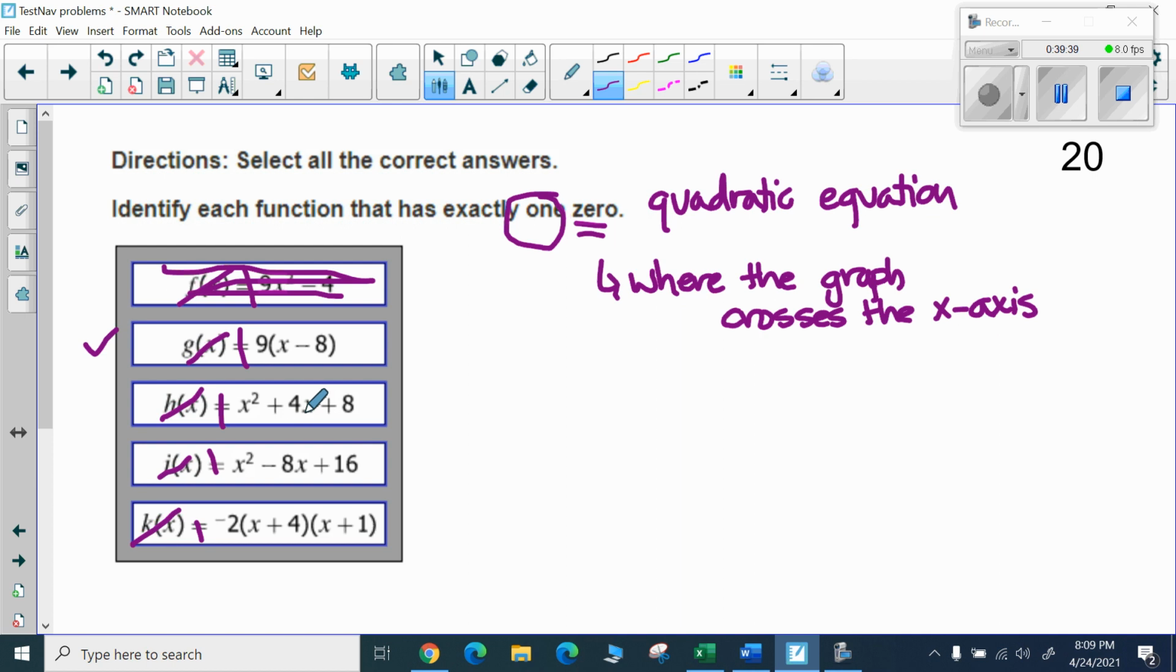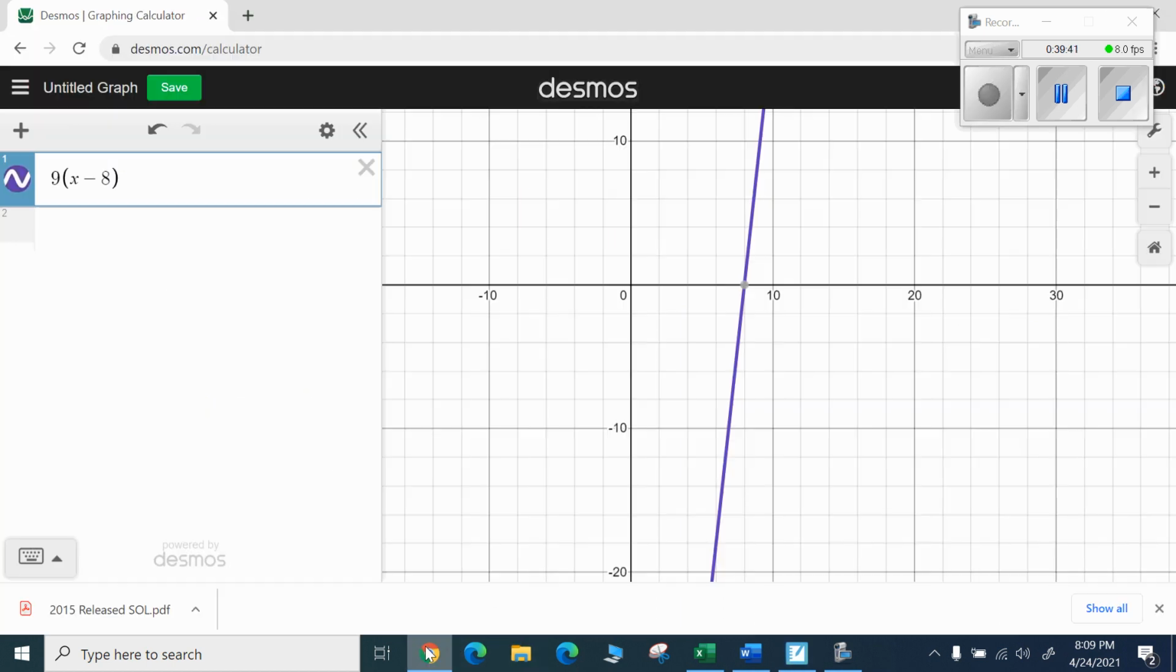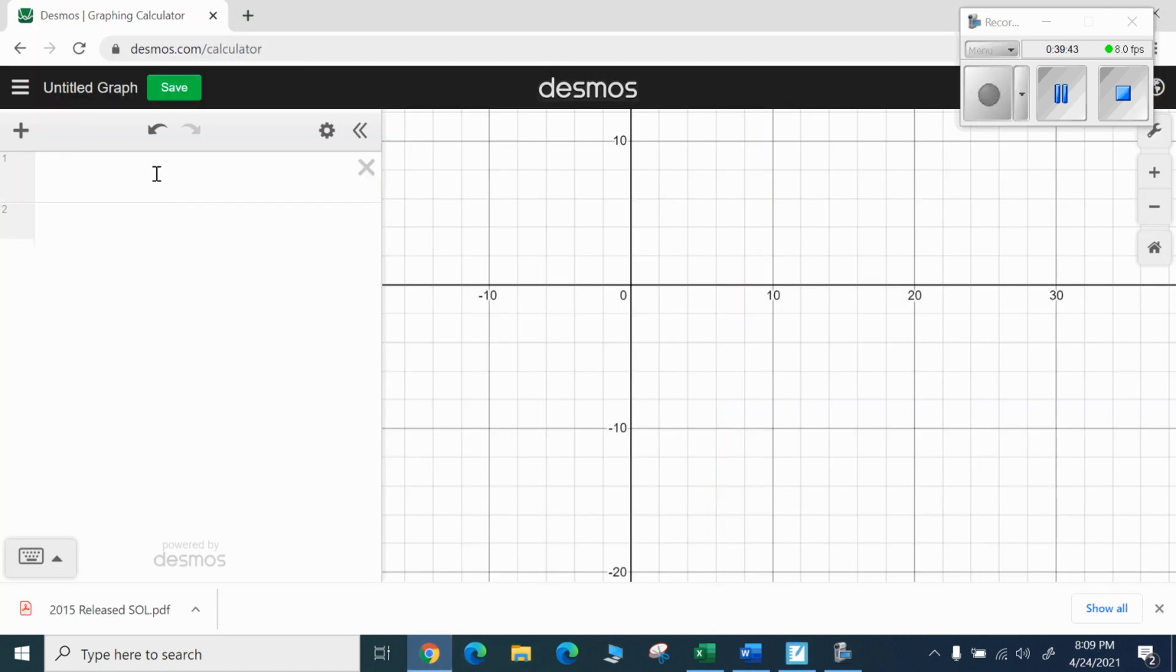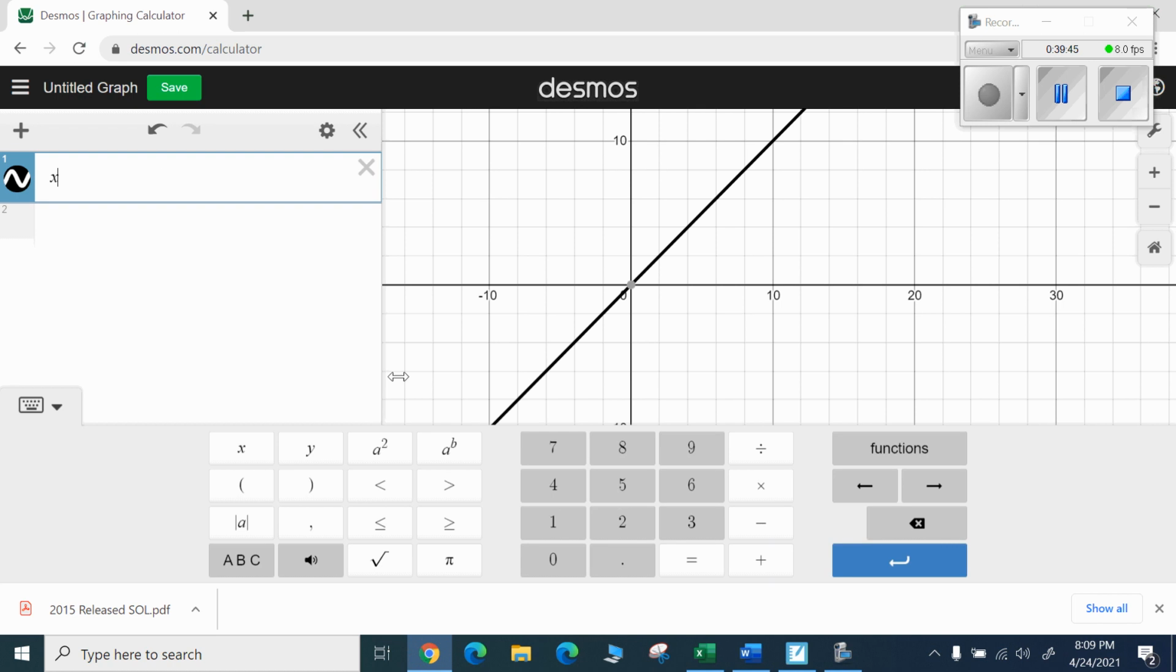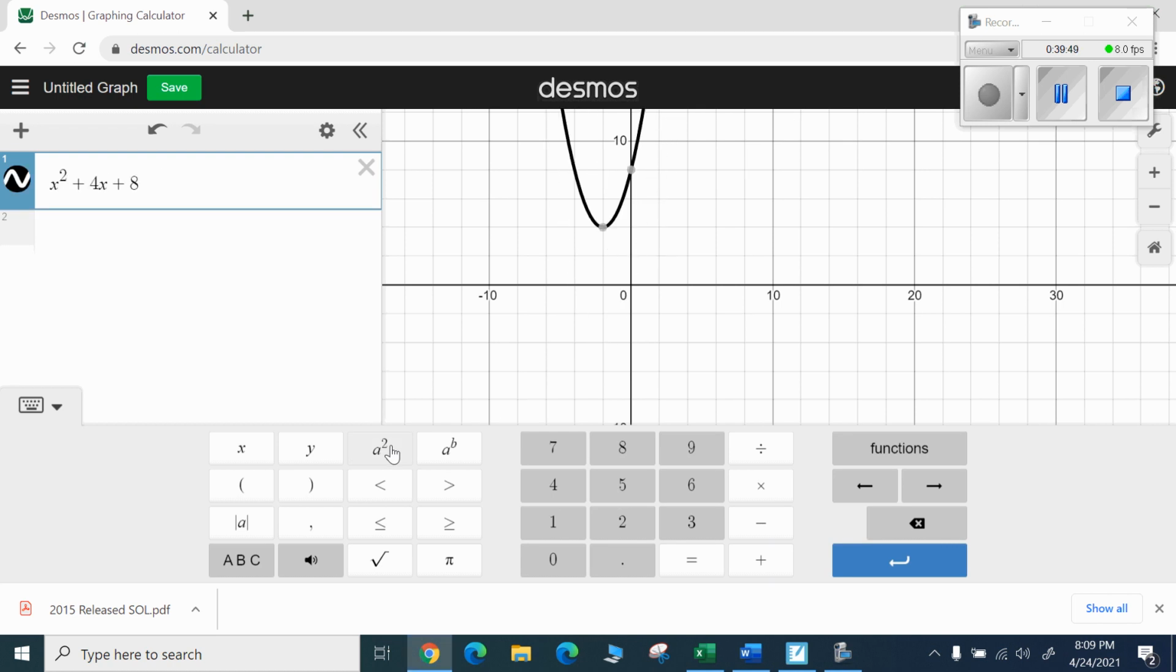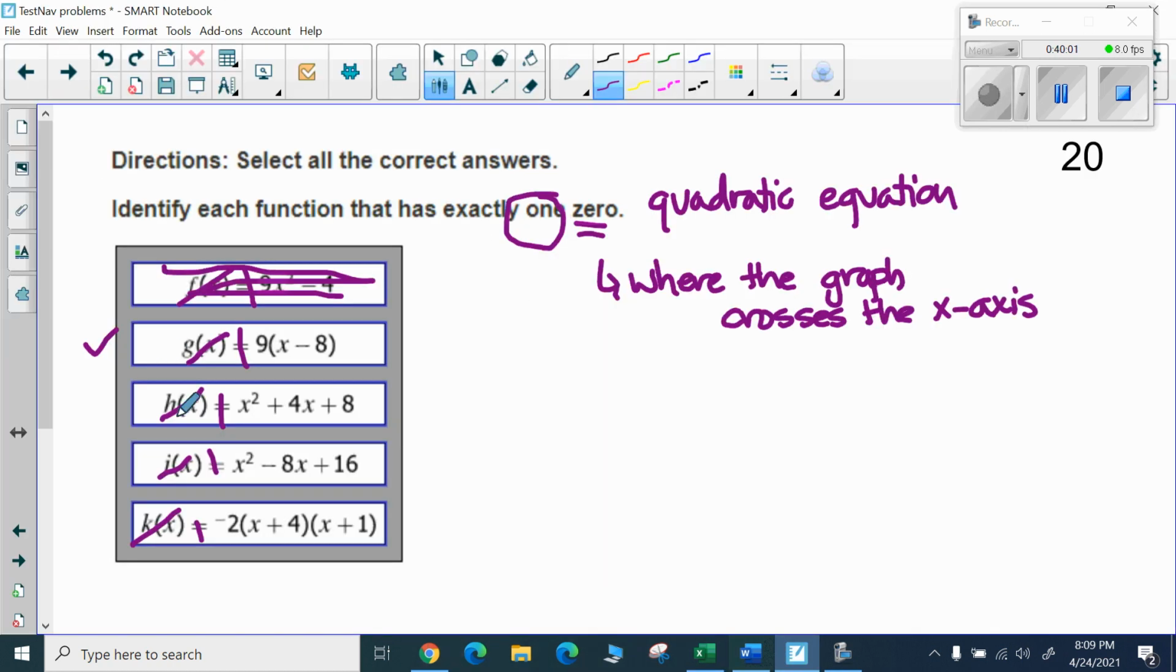Okay. X squared plus 4x plus 8. All right, well, this one doesn't cross the x-axis at all. It crosses the y-axis, but that's not what zero means. Zero means where does it cross the x-axis? So this one has no zeros, so that's definitely no good.